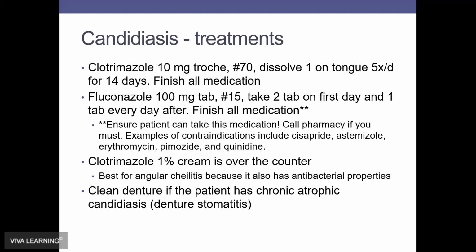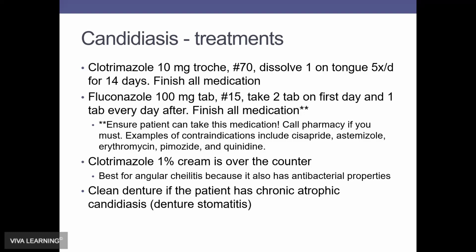So if you have a compliant patient who can take the medication, you can give fluconazole 100 milligrams. You give 15 pills. They take 2 on the first day and 1 every day thereafter. But you do have to make sure the patient can take that medication because there are multiple contraindications and medication side effects.